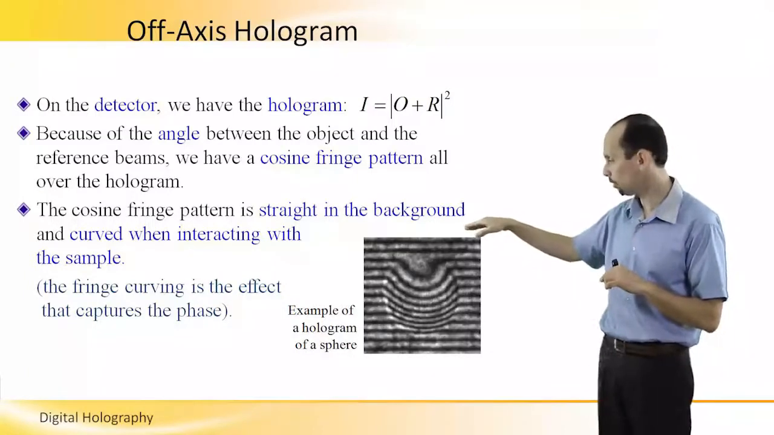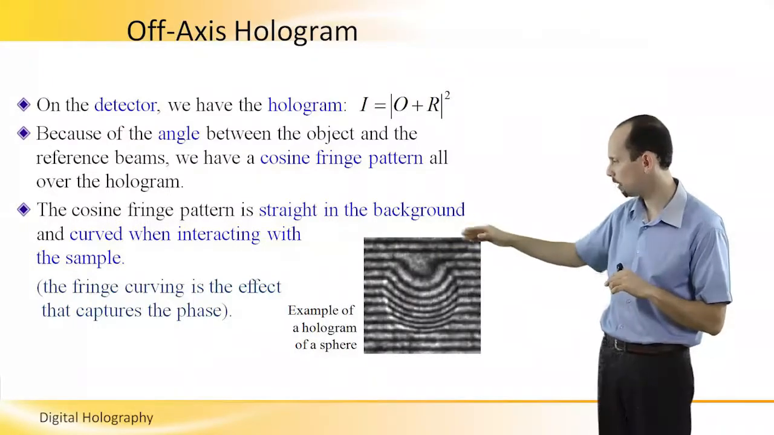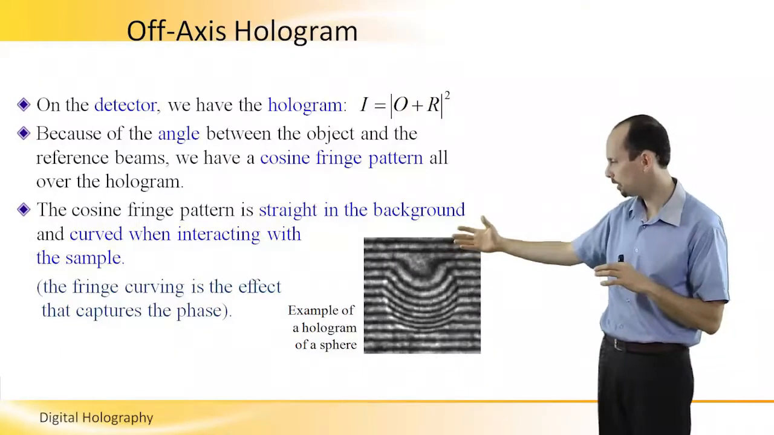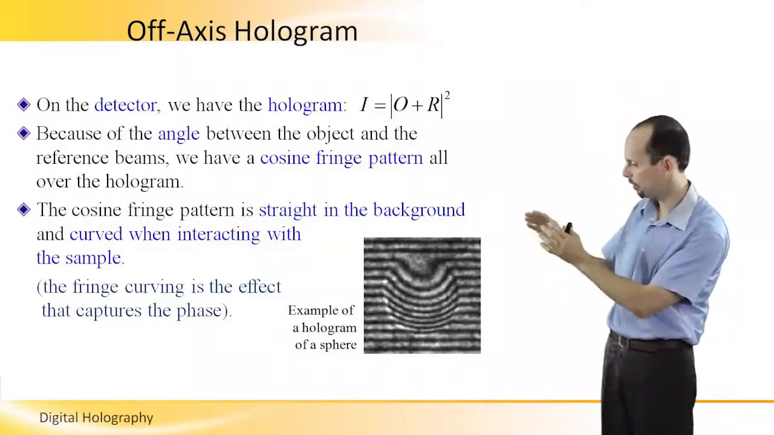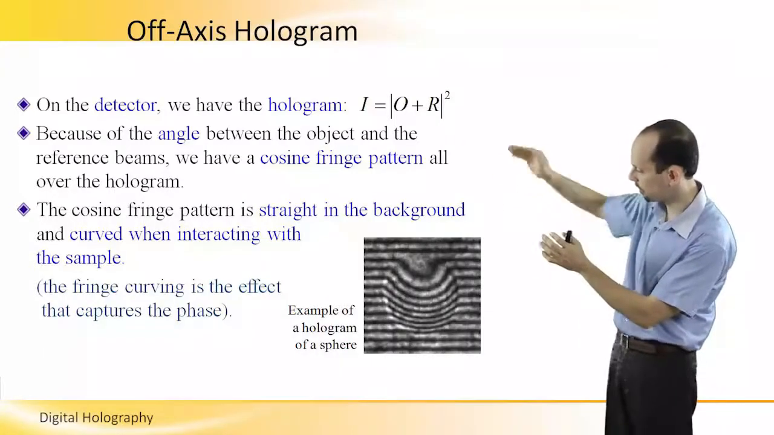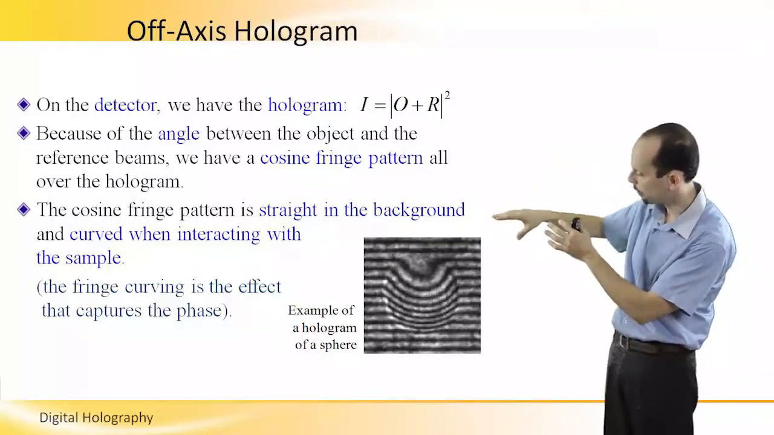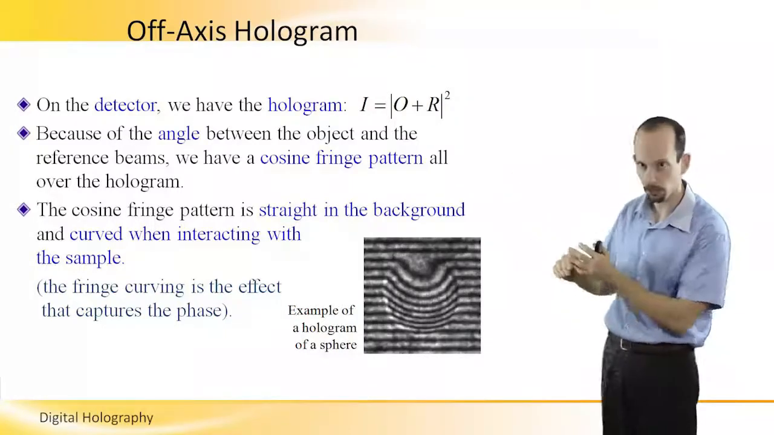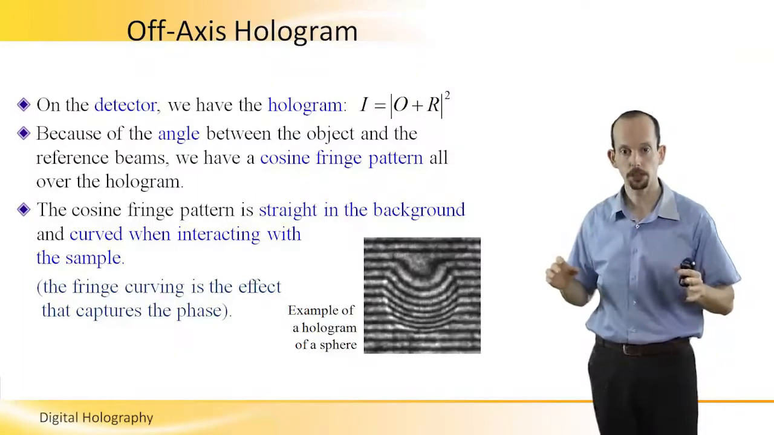And this cosine fringe pattern gets curved, becomes unstraight, if the beam interacts with the object. As you can see here, this is an example of a hologram of a transparent sphere. So these straight cosine lines interact with the object and then they get curved when passing through the object. This is actually the effect that captures the phase of the object.